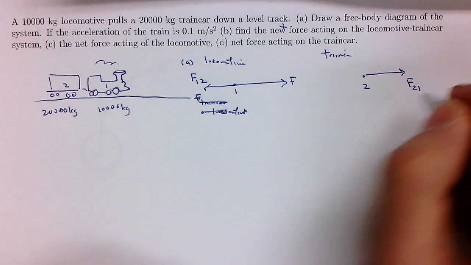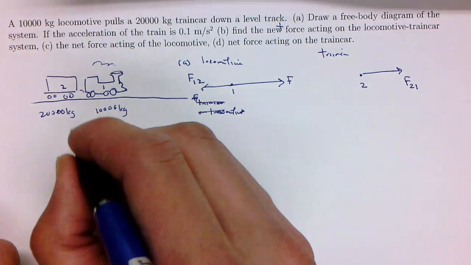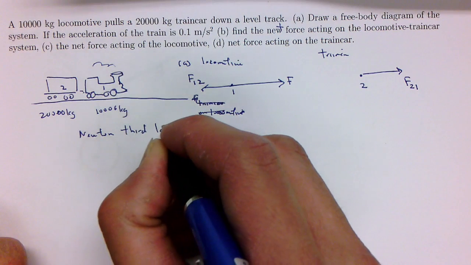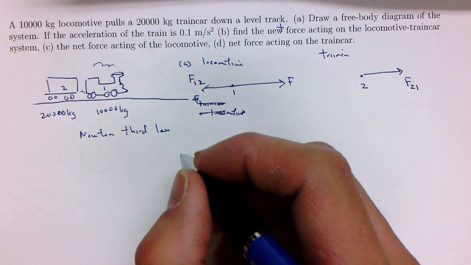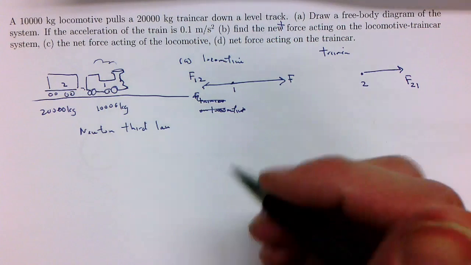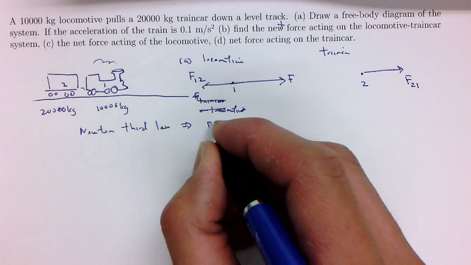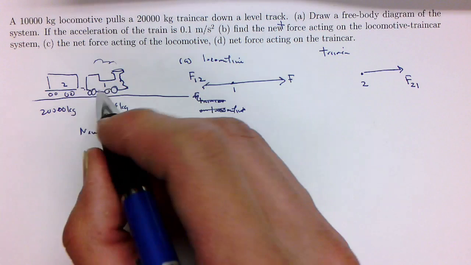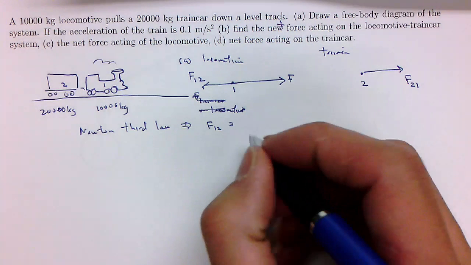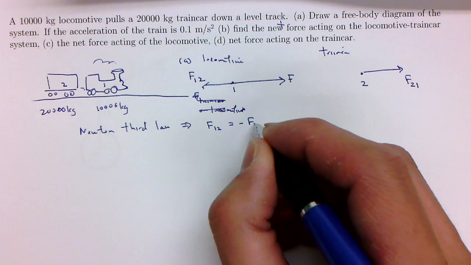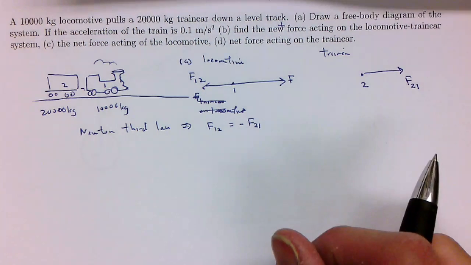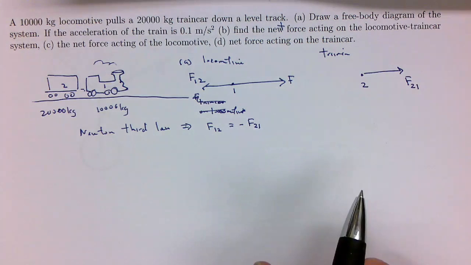Now, Newton's third law says for every action there's an equal and opposite reaction, which really means for every force there's an equal and opposite counterforce. So what that means is that the force on the locomotive by the train car is equal and opposite to the force on the train car exerted by the locomotive. So that's basically the free body diagram of the system.